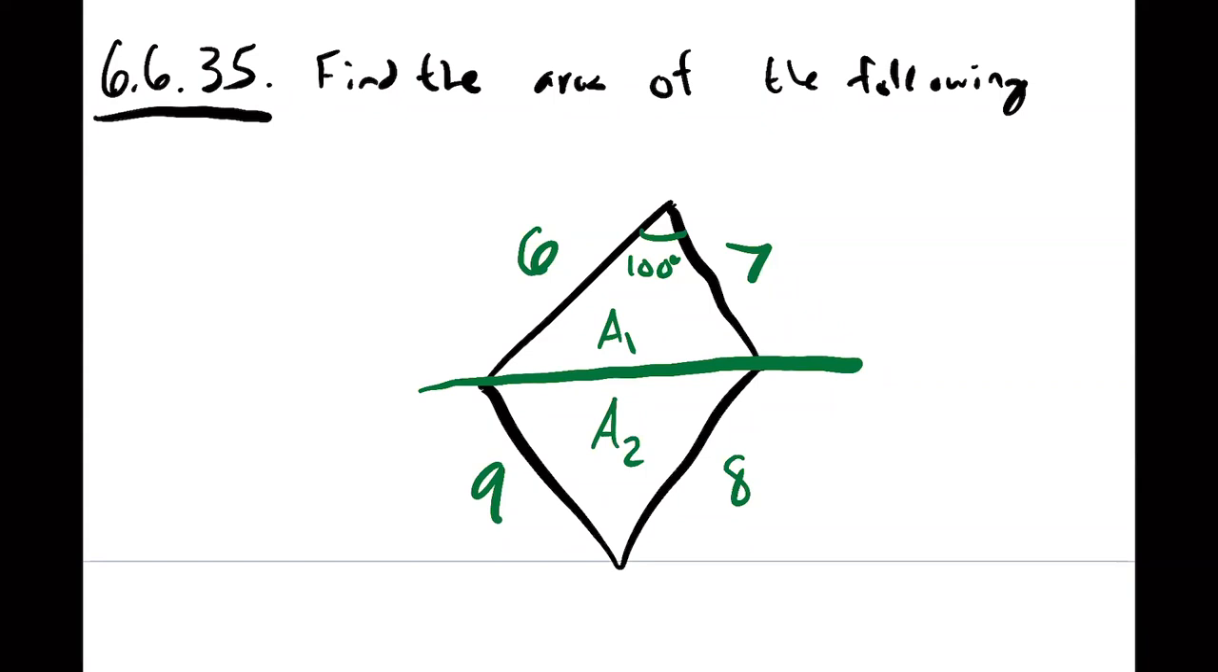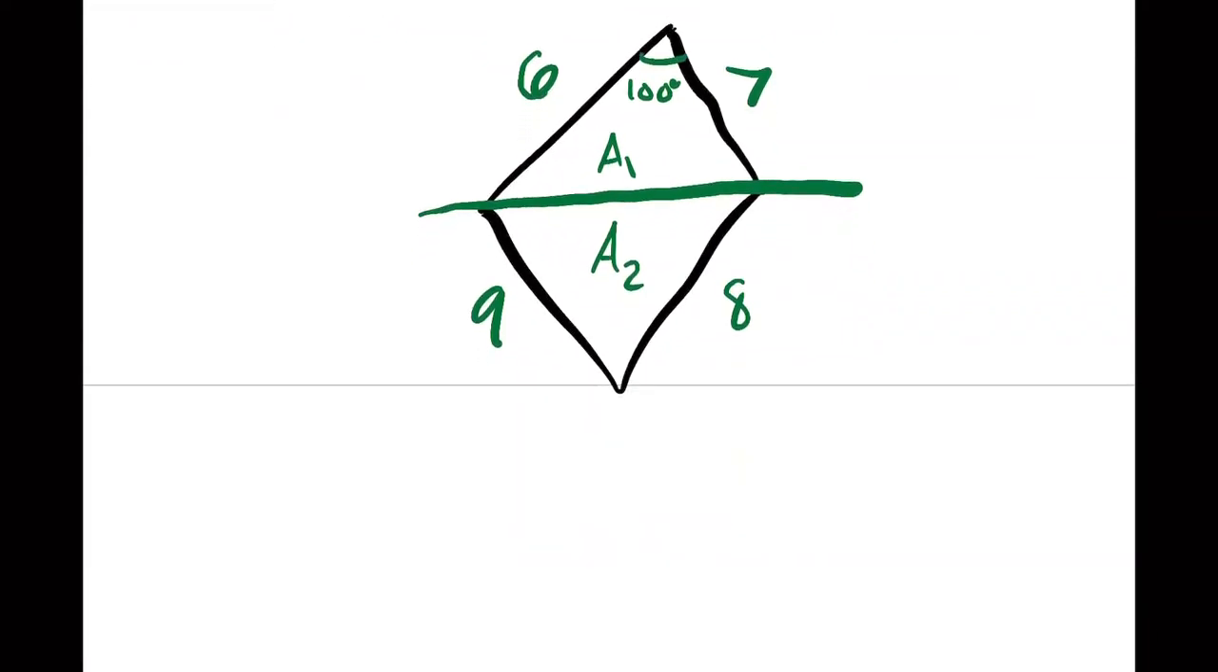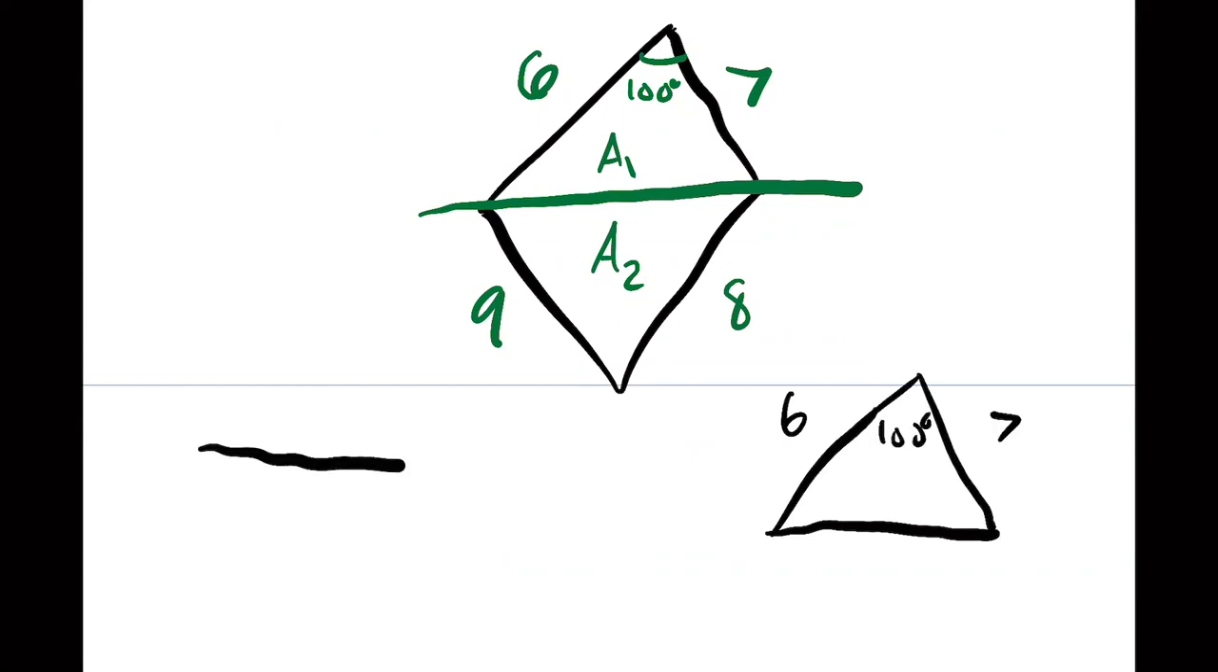Okay, so let's see here. We have 2 triangles. We have our upper triangle, with sides 6, 7, and an angle of 100 degrees. And we have our lower triangle, 9 and 8. And the thing, again, that we want to find is the area. To do that, we have to have all sides of the triangle, so we need to find this unknown. Let me just call it x.